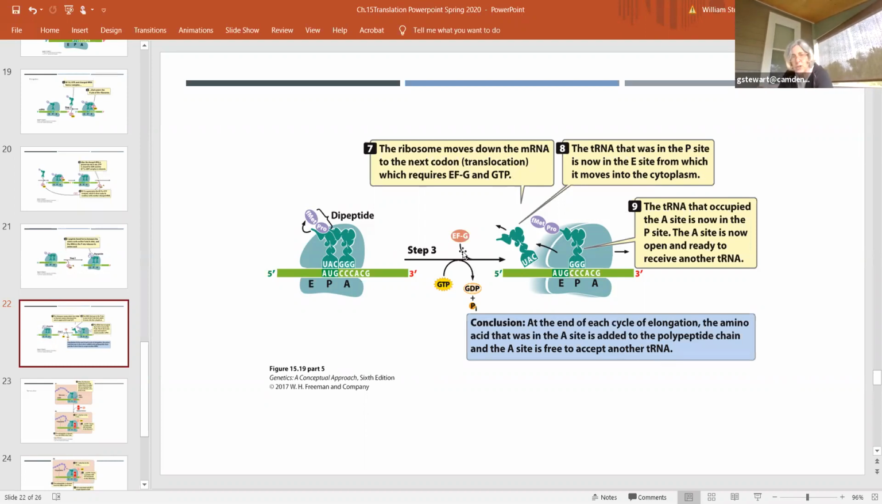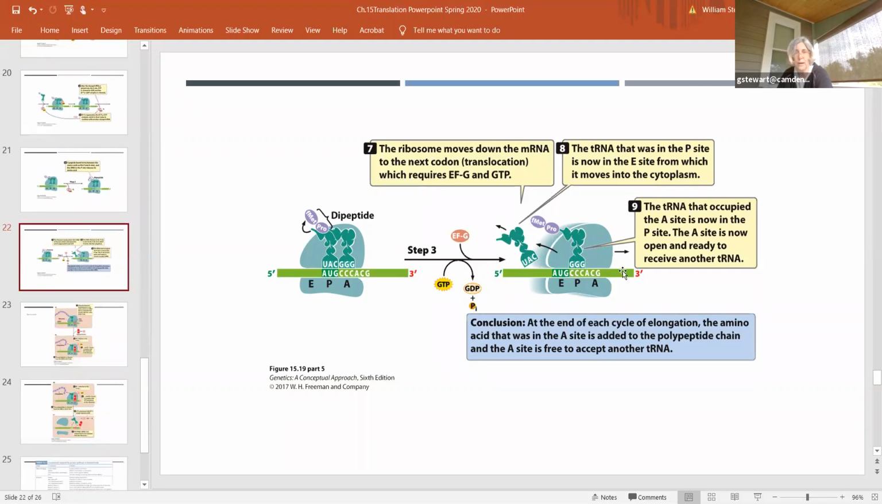So after the translocation, the ribosome has moved over 1 codon. Now the first transfer RNA is in the E site for exit. It doesn't stay there very long. It gets pushed immediately out into the cytoplasm. The second transfer RNA, which has the growing chain, is in the P site, and the A site is ready to accept another transfer RNA with the correct anticodon. This continues for however many amino acids, 100, 120, 85, this particular message codes for.